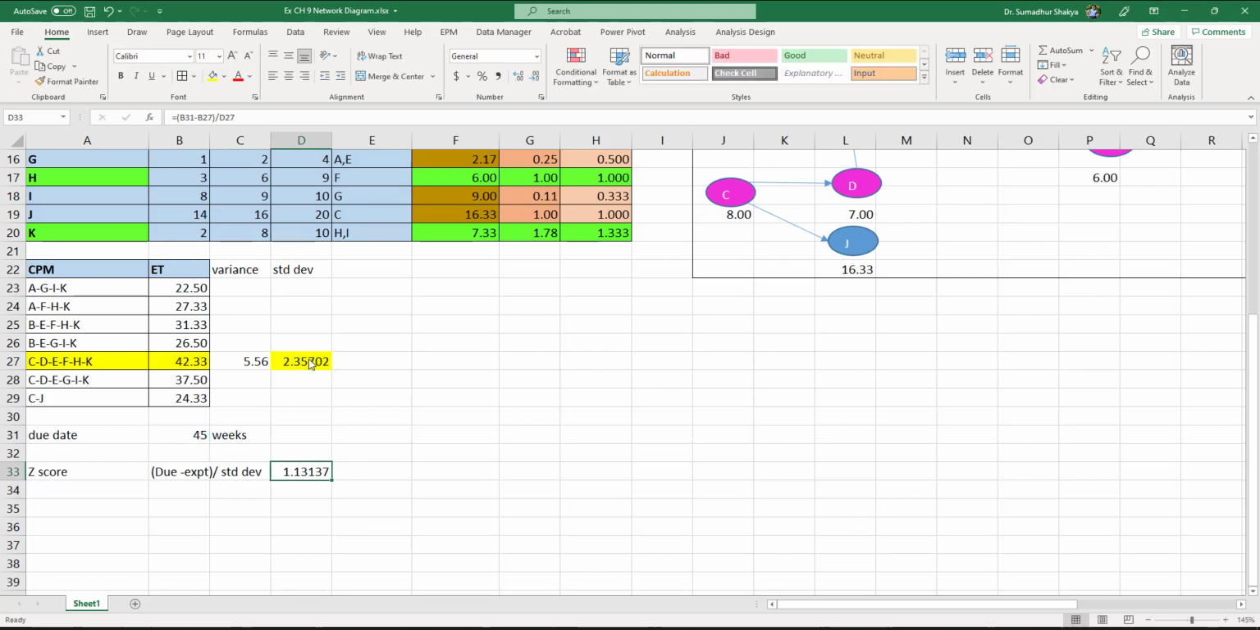Now, given this z-score, the probability of completing this project in 45 weeks or less is going to be NORM.S.INV, or you can read it from the table. But I'm going to use equals NORM.S.INV of 1.1. That's how much standard deviation on the standard table it comes out to be. Where did I make the mistake?